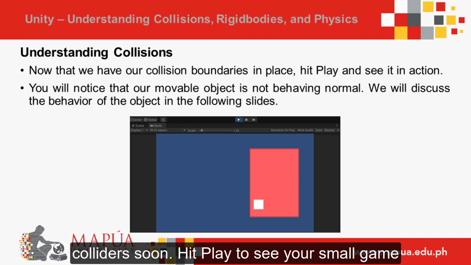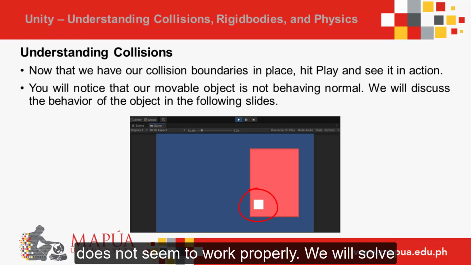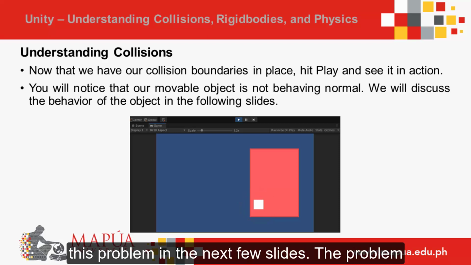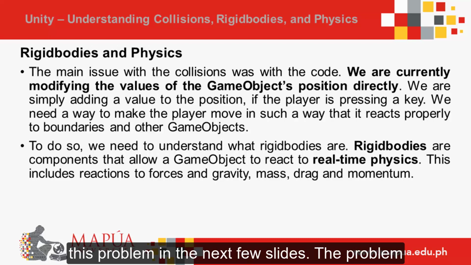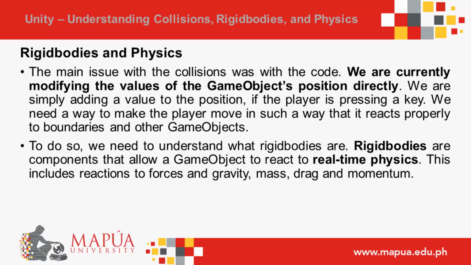Hit play to see your small game in action. If you notice, the collisions do not seem to work properly. We will solve this problem in the next few slides. The problem lies in the code because we are only modifying the transform component of the game object.